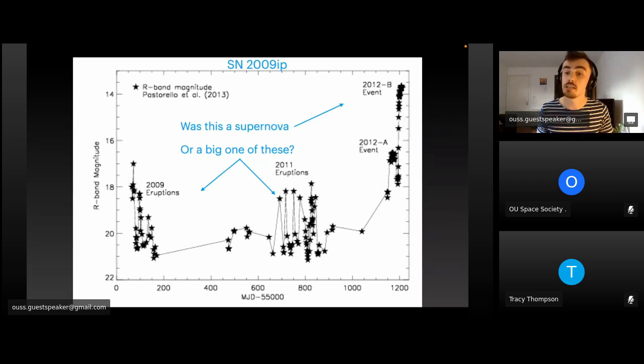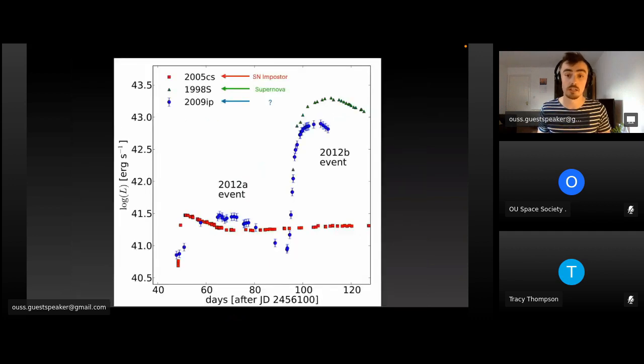So if we look into these 2012 events, we'll just show a little close-up of these. So there's three objects here. One is a supernova impostor, and that's the red squares. 2009 IP, the blue circles, and then a supernova that we know for certain is the death of a star is the green triangles. And you can see that rather than showing one event, one rise to brightness, 09 IP shows two. So you have the 2012 A event and the 2012 B event. So the star looks to explode twice.